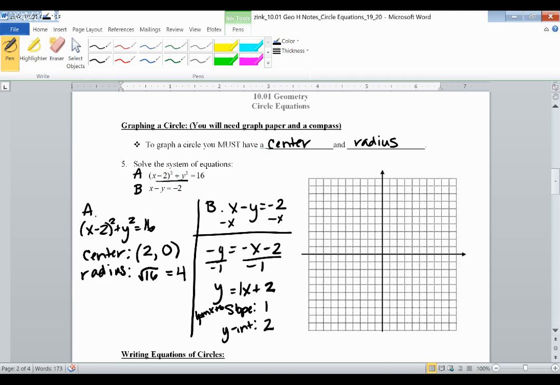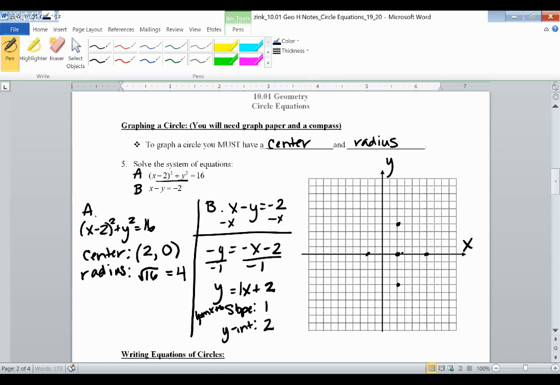So now when I graph these, I've got my x and my y-axis. It looks like I'll be fine going up by 1s on both axes. Let's do the circle first. So let's find our center at 2, 0. And then our radius is 4. To graph that, you're going to go from your center up 4, 1, 2, 3, 4. You're going to go down 4, 1, 2, 3, 4. You're going to go left 4, 1, 2, 3, 4. And you're going to go right 4.